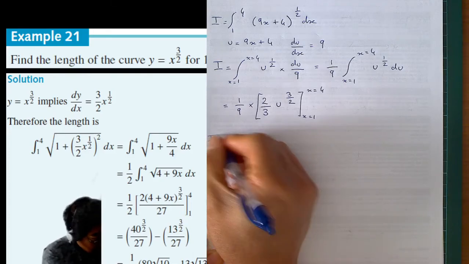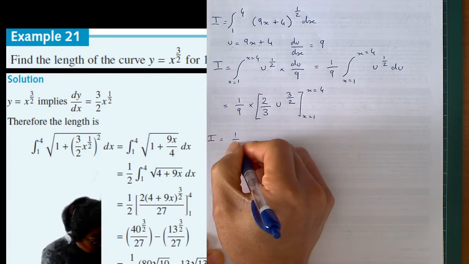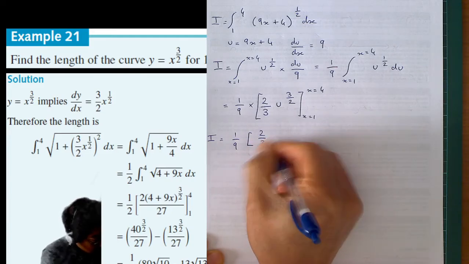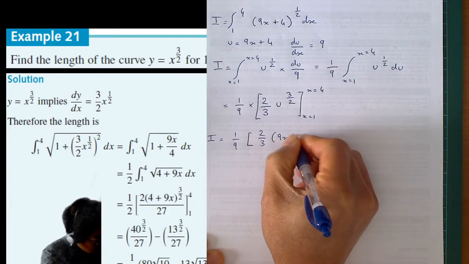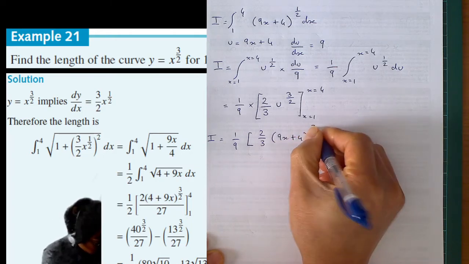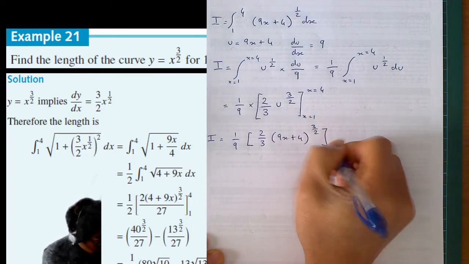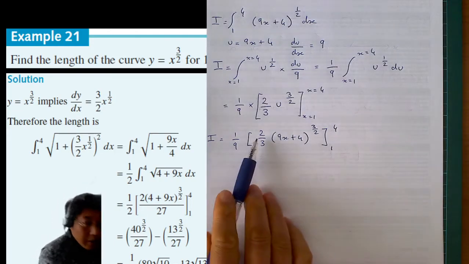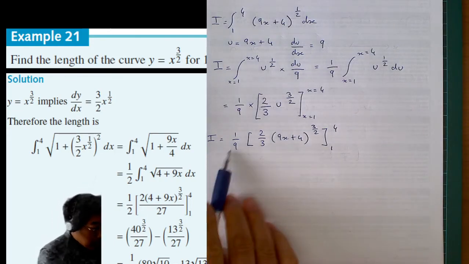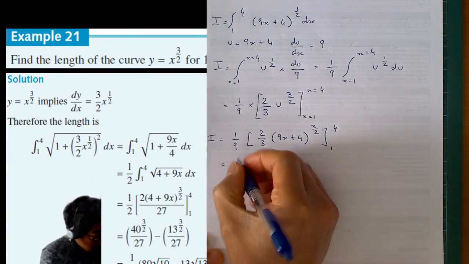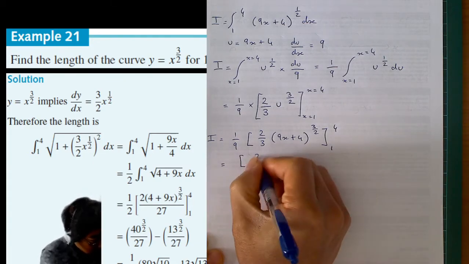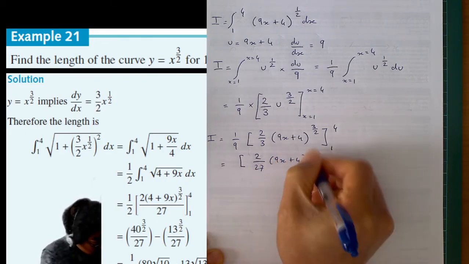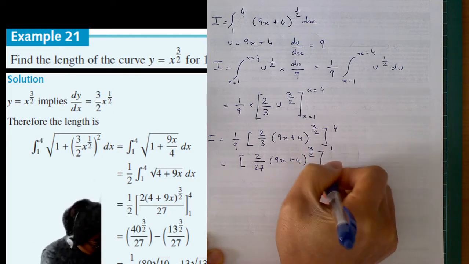So now my I is equal to 1 over 9, so I have 2/3 of 9x plus 4 to the power of 3 over 2 from 1 to 4. Okay, now I'm going to combine that 9 into here, inside the integrand, so that's 2 over 27, 9x plus 4 to the power of 3 over 2 from 1 to 4.